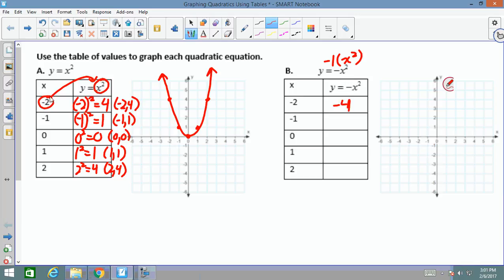-1 squared is 1, but multiply by -1 is now -1. (0, 0) will stay 0. 1 squared is 1, 1 times -1 is -1. And then you're going to do 2 squared. 2 squared is 4, 4 times -1 is -4. So let's graph those points. Just graph all 4 of those points, and then you connect from left to right, and it's your graph.